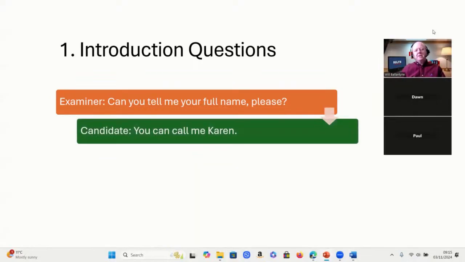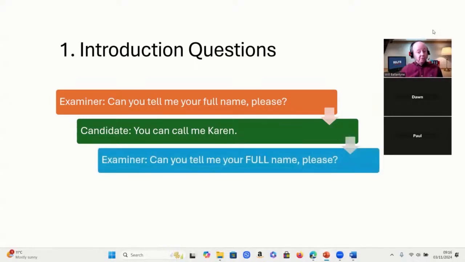So this would not be a good start if you said, you can call me Karen, for example. You can call me Paul, or you can call me Don. This is not a good example because he did say, can you tell me your full name? So you give him your full name. In your case, it will be your full Chinese name. If it's from another country, the full name. That means first name and surname.